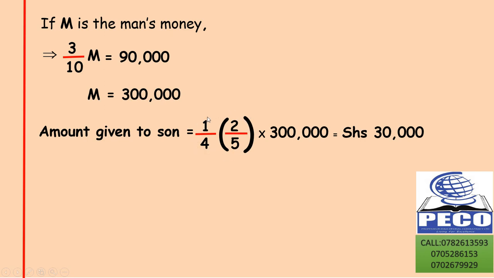Now this is the fraction that the son received. So the fraction given to the son is this, because he received a quarter of the remainder. Now the remainder was 2 out of 5. Why is it 2 out of 5? Because the wife had received 3 out of 5. And that gives us the amount given to the son at 30,000.